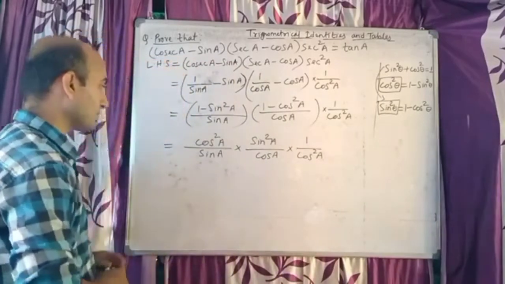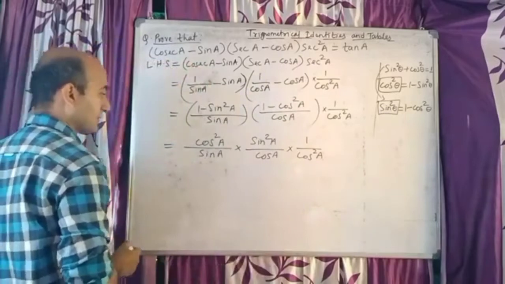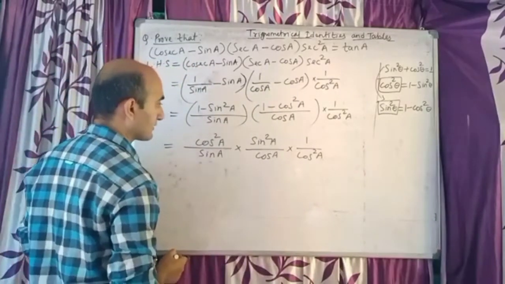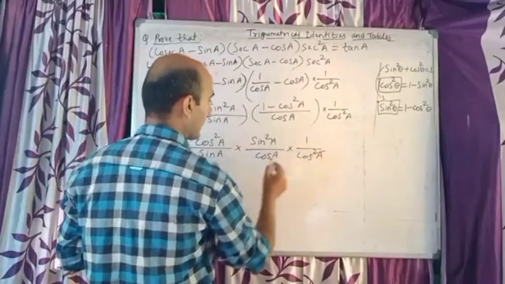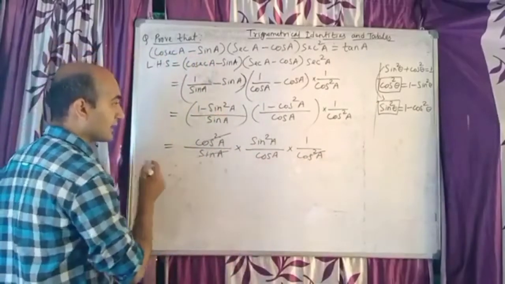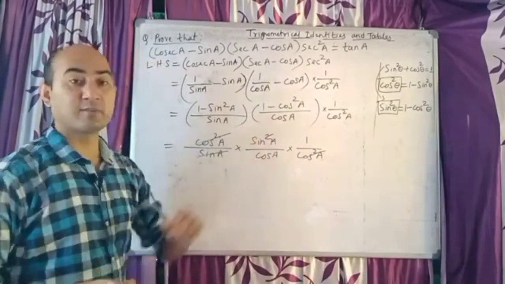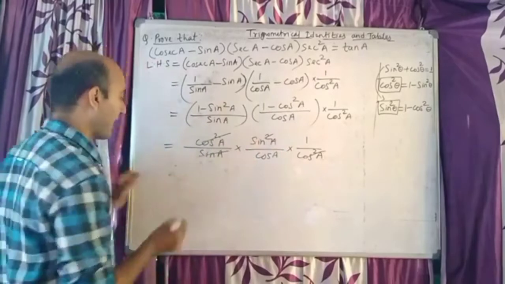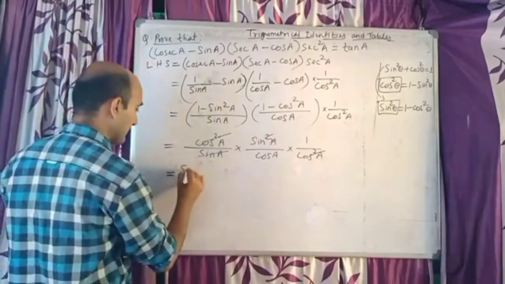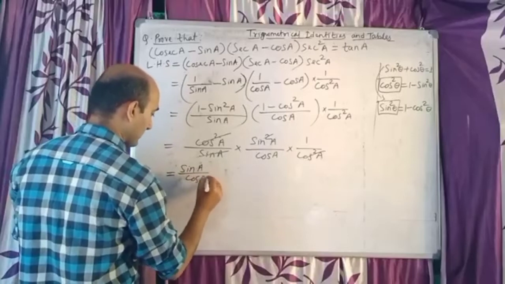Now children, they are in the multiplication form, so we can cancel them. Now very easy children, this is cos square a, this is also cos square a, we can cancel. Here sine a and this is sine square a, so square will remove, only sine a will remain. So what is our final answer children? Final answer is sine a by cos a.